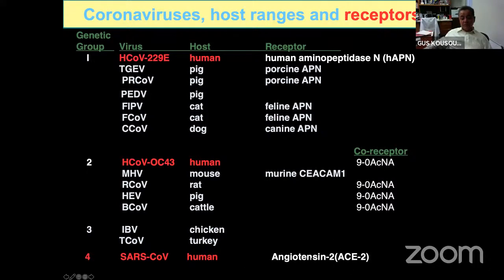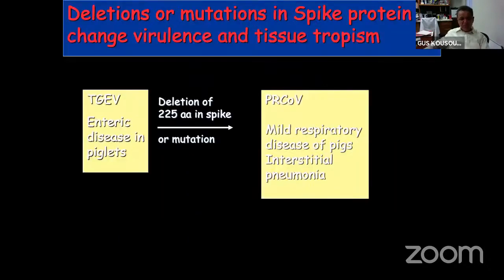And in fact, it contains additional elements for efficient proteolytic cleavage and exposure of the fusion peptide. That's why this virus is quite efficient in infection as well as spread. And we know from our animal studies that deletions in the spike protein, or amino acid changes, can change virulence and tissue tropism.